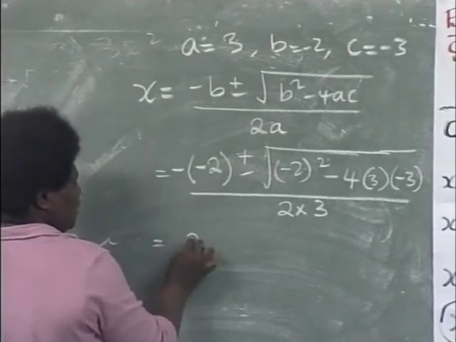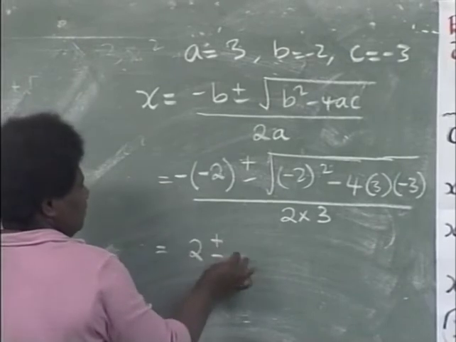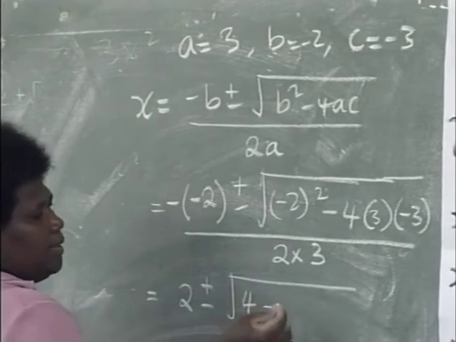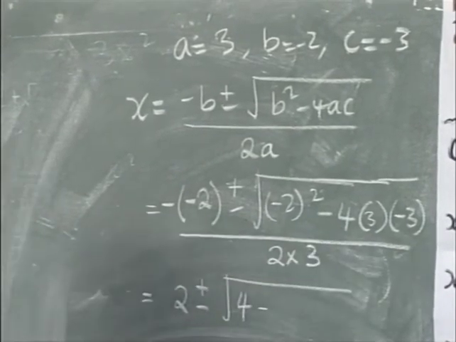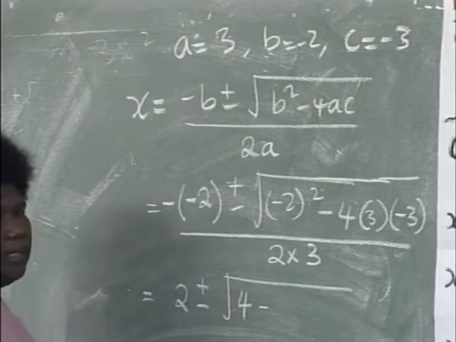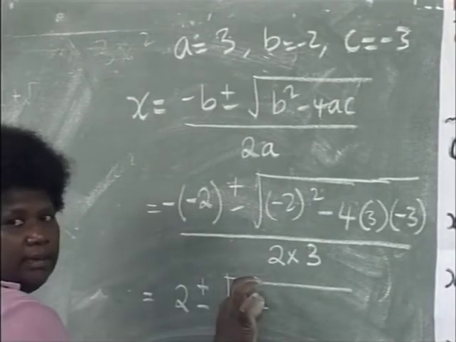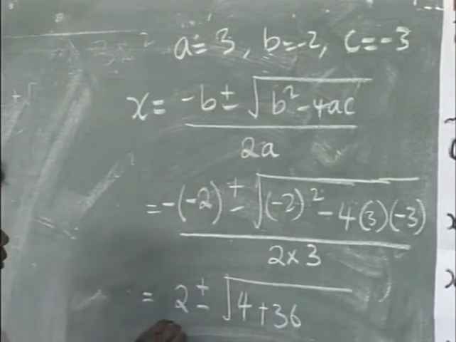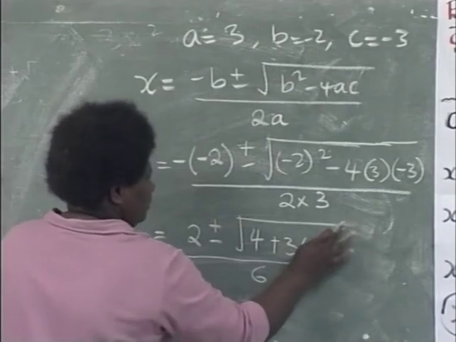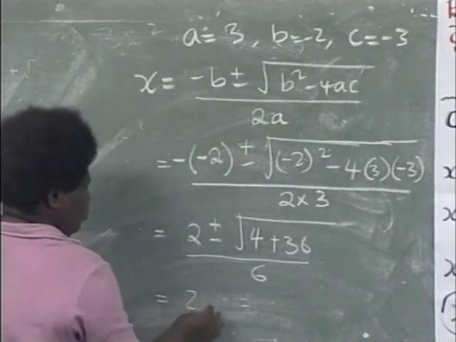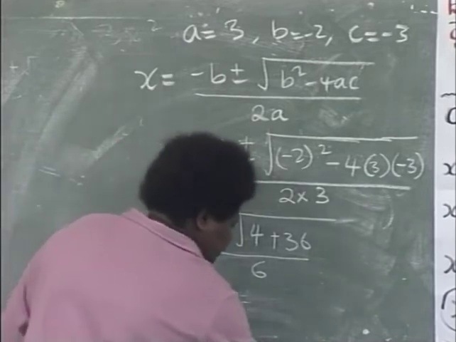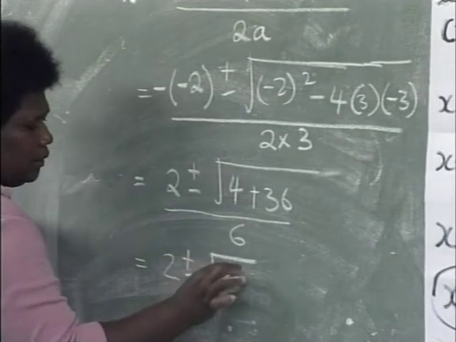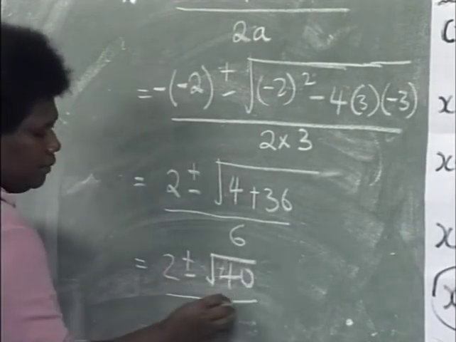Minus negative 2 is now positive 2 plus or minus. I have 4 minus 4 times 3 is 12. 12 times negative 3 is negative 36. So it will be plus 36 because that's negative times negative, over 6. Okay, 2 plus or minus the square root of 36 plus 4 is 40 over 6.